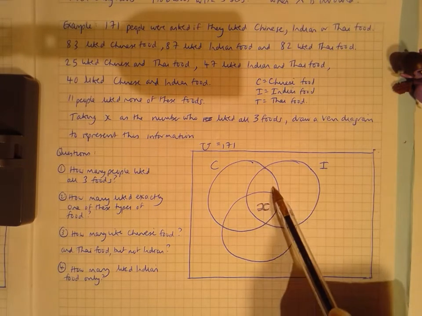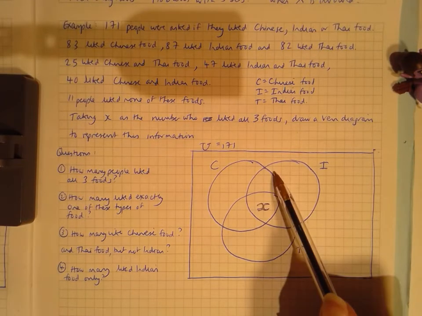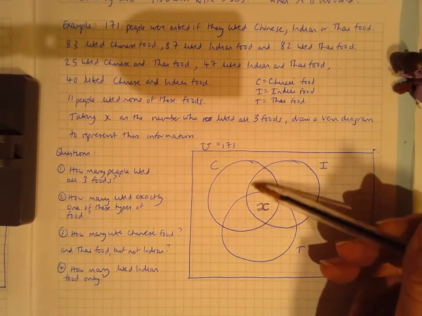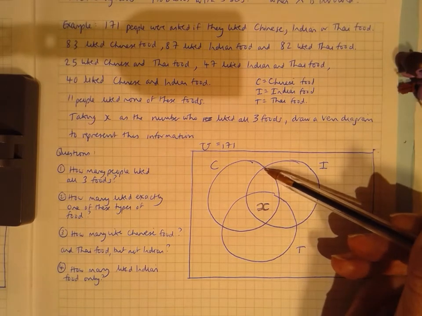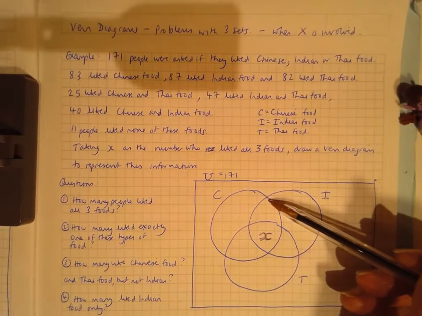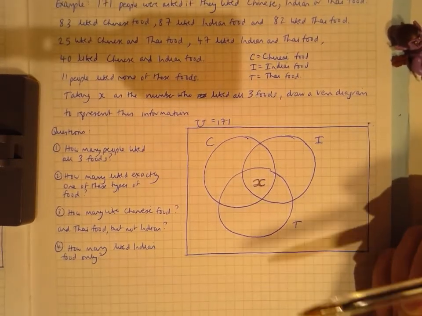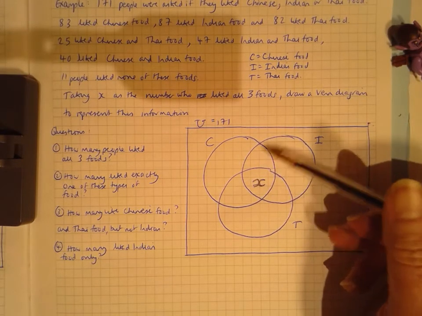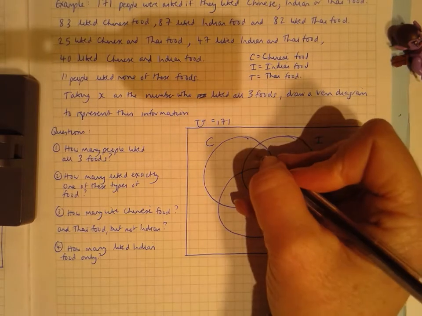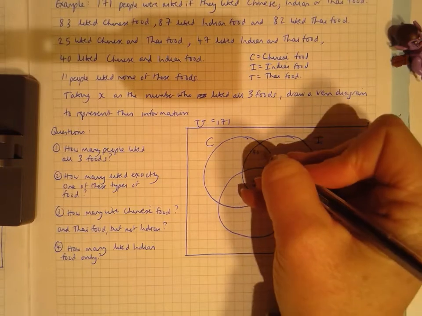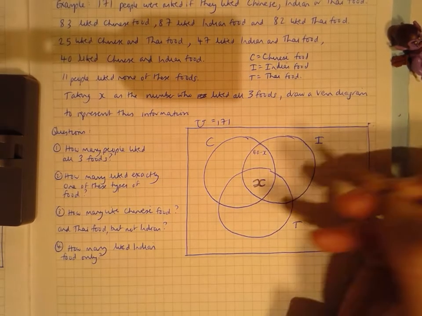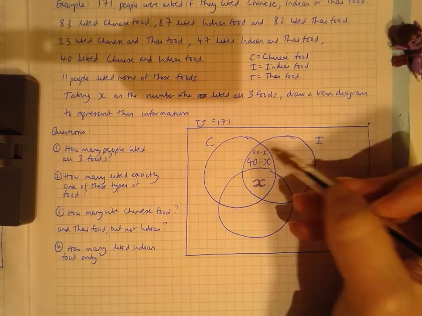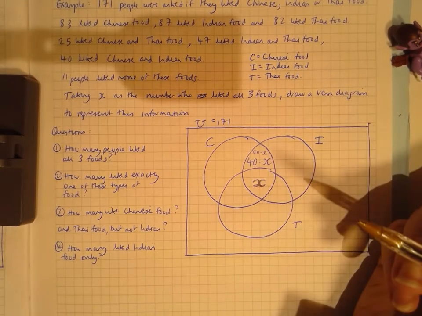So taking X as the number who liked all 3 foods, draw a Venn diagram. So how do I do this? Let's look and see. I'm going to do this area first, the Chinese and Indian food. I'm told that 40 people liked Chinese and Indian food. So in this whole area here, I know I have to have 40. Now in my previous example, when we were looking at cinema goers, you remember that 10 people liked all 3. In this case, X people like all 3. And what we did was, when we had this area, if 40 liked Chinese and Indian, then in this section here goes 40 people minus the center section, which in this case is X. So in this section here goes 40 minus X, because 40 people should be in this whole section, but I already have X of them.